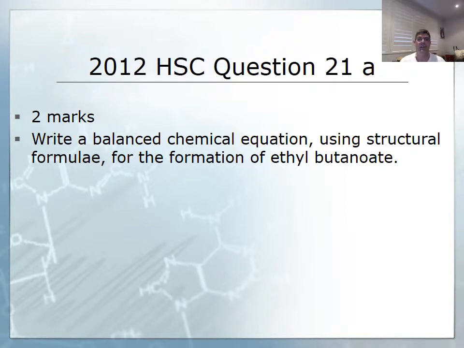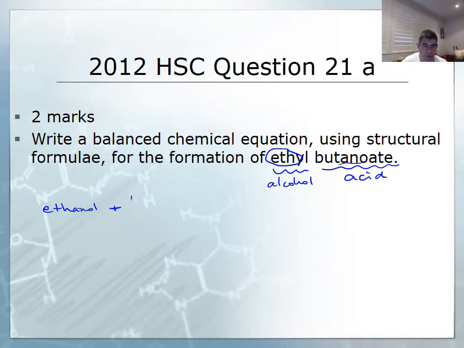And here's one. In 2012, there was a question on the HSC paper, question 21, which was focused on esters, but part A in particular asked you to write a balanced chemical equation using structural formulae for the formation of ethyl butanoate. So, ethyl butanoate. This name is coming from the acid, and this name is coming from the alcohol. Because it's an ethyl, it must be coming from ethanol. And because butanoate, it must be coming from butanoic or butyric acid.